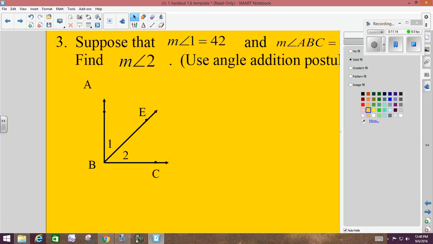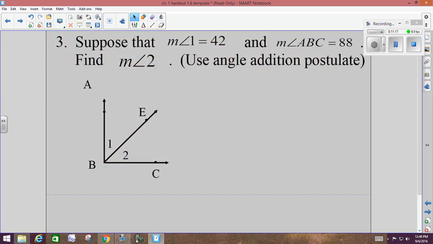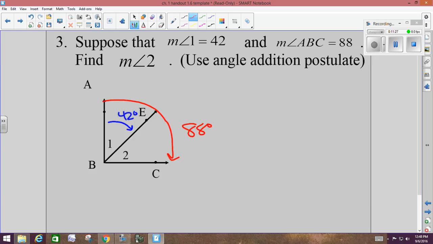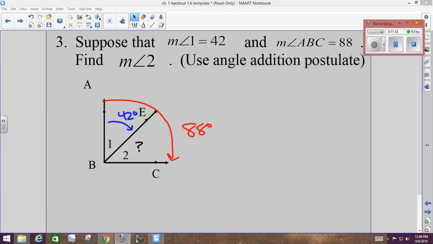Example at the bottom, using your angle addition postulate. Suppose that the measure of angle 1 is 42, and the measure of angle ABC is 88 degrees. They want us to find the measure of angle 2. Angle 1 is 42, ABC is 88, and we're supposed to find angle 2. Grant, can you help us out?